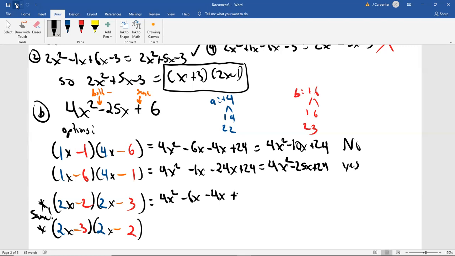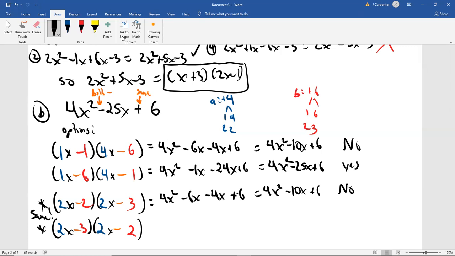Oh, I wrote these as 24s. 6 times 1, 6 times 1. Where did I get 24 from? I'm sorry. Those should have been plus 6s at the end. My apologies. Negative 2 times negative 3 is a plus 6. Combining like terms, you get a 4x squared, then a minus 10x, and then a plus 6, which is a no.